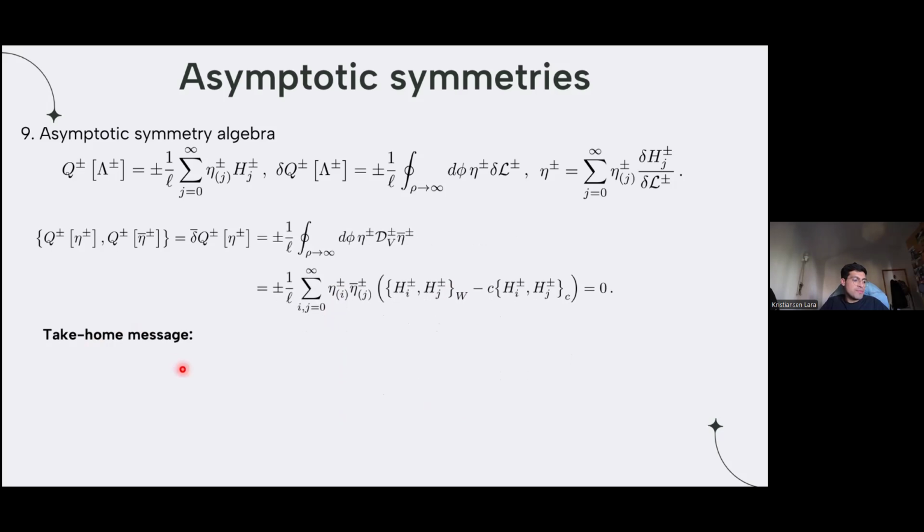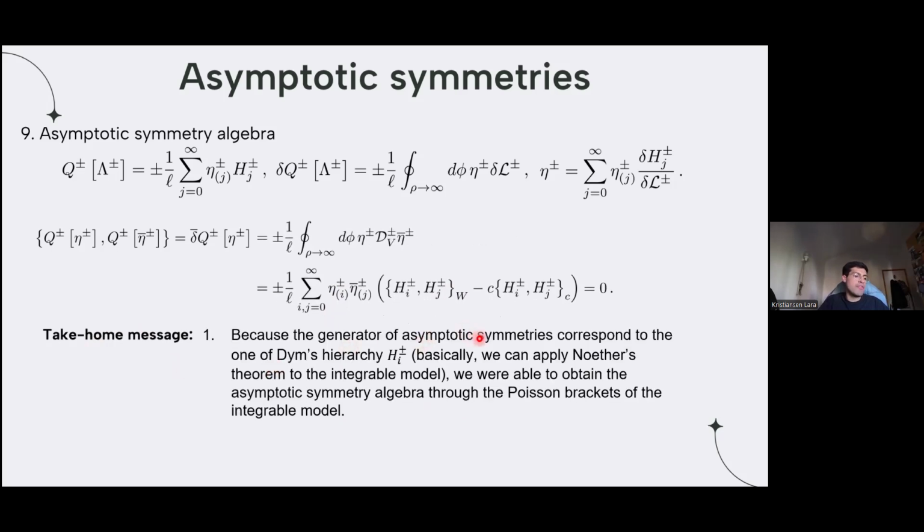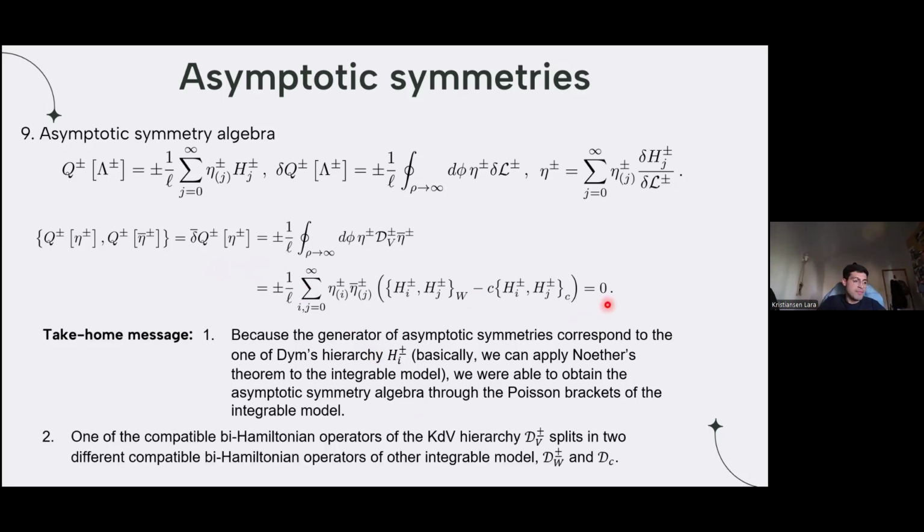So the take-home message: one, because the generator of asymptotic symmetries corresponds to the one of KdV's hierarchy H_i, basically we can apply Noether's theorem to the integrable model. We were able to obtain the asymptotic symmetry algebra through the Poisson brackets of the integrable model. The duality says that the asymptotic symmetry algebra of gravitational charges maps to the Poisson brackets of the integrable model. Why? Because we geometrize the integrable system. We transform the conserved functionals of the integrable systems into a Noetherian one. So this result is expected.